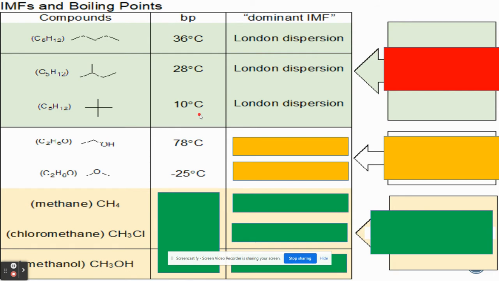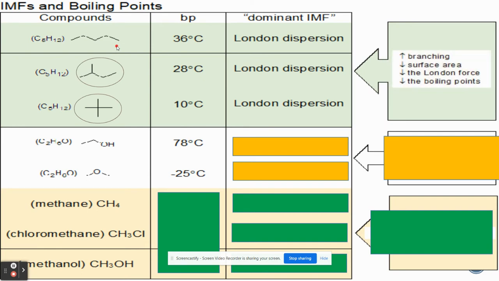Now, this is a bit difficult to understand at first, but it has to do with their shape. The more linear they are, the more points of contact there are for London dispersion, and so that's why there's a higher boiling point for this compared to these ones here. So more linear means more points of contact. But the point is that you would be able to tell that their differences are probably due to LDF because they're nonpolar.